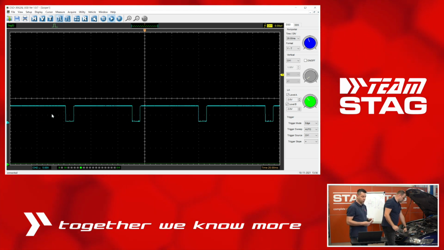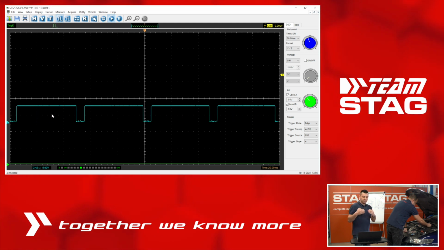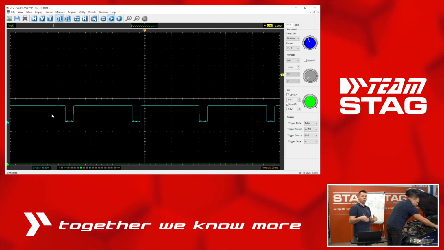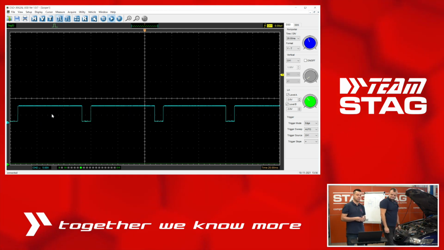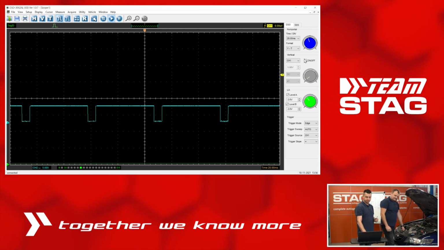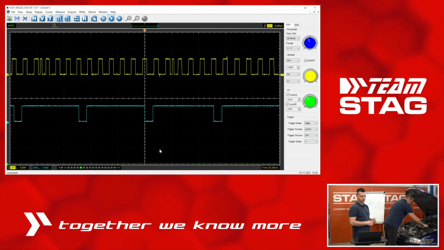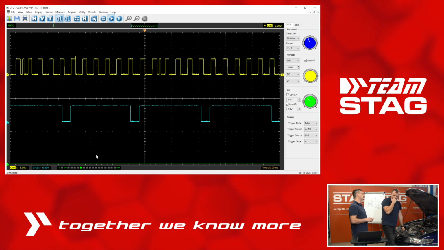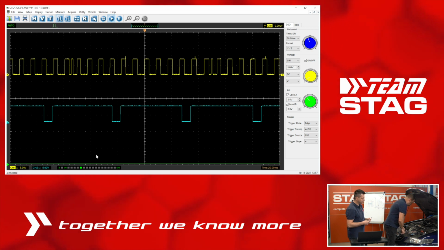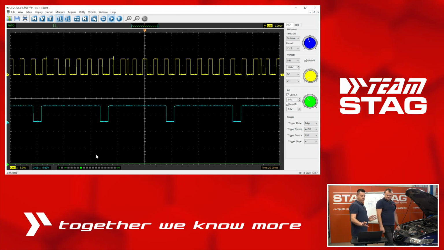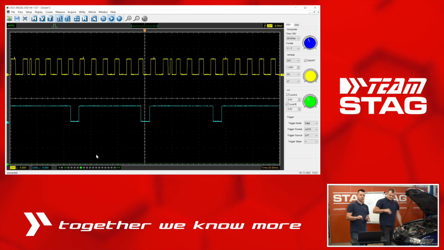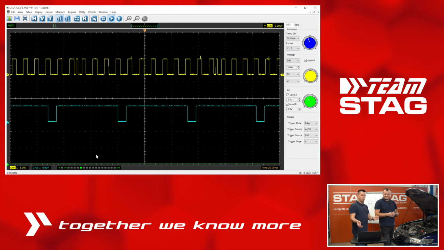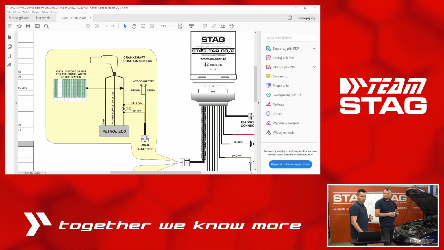So you need to do the same steps on the second camshaft position sensor and on the crankshaft position sensor to get the proper readings. And once again, we have the crankshaft position sensor on the yellow probe and the camshaft position sensor on the blue probe. Just remember the shape of the signal. If you compare it to the signal in our manual, you can see this is the proper cable.